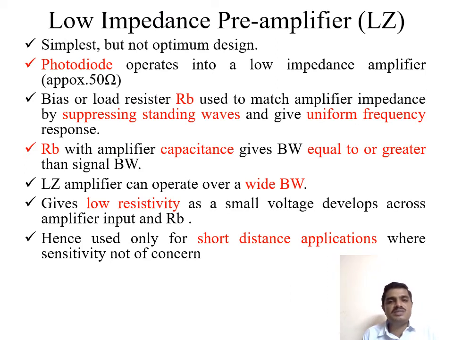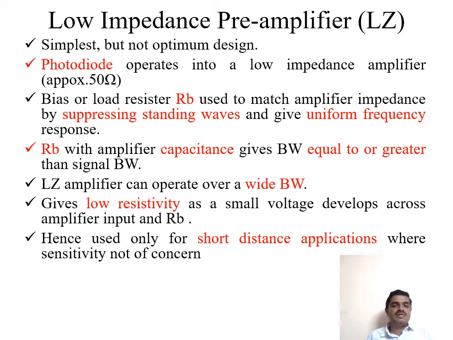It is the simplest one, but we cannot get an optimum design. The photodiode operates into a low impedance amplifier of approximately 50 ohm. The bias resistor or load resistor is used to match the amplifier impedance by suppressing standing waves and giving a uniform frequency response. RB with the amplifier capacitance gives a bandwidth equal to or greater than the signal bandwidth.